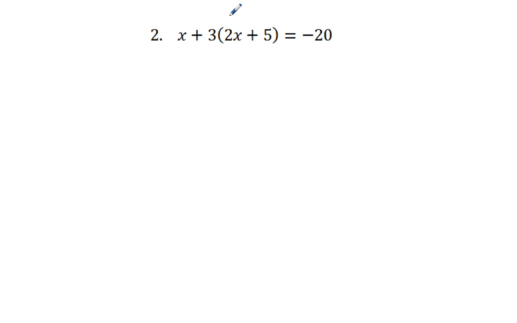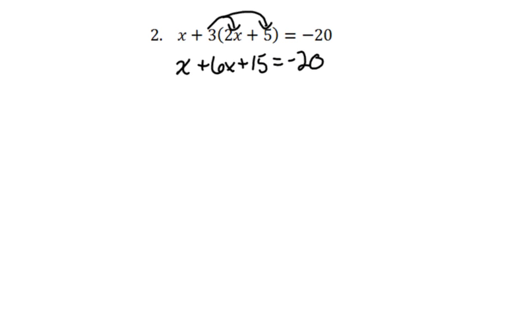All right, the next problem, you see parentheses. Now, if you see more than one x and you see parentheses in a number, you need to distribute that number to get rid of those parentheses. So the first thing I'm going to do is distribute this 3 into this parentheses. So we got 3 times 2x gives me 6x, and then 3 times 5 gives me 15.